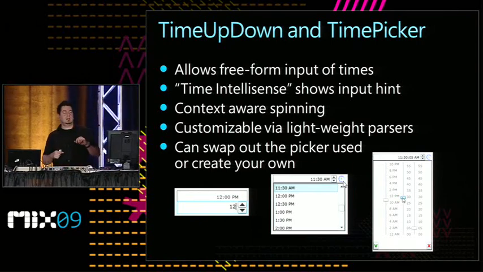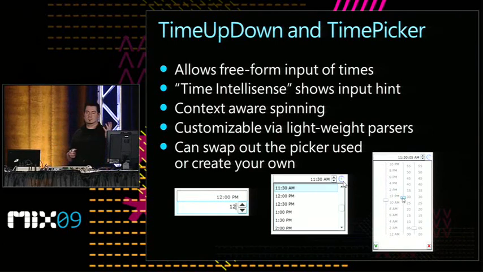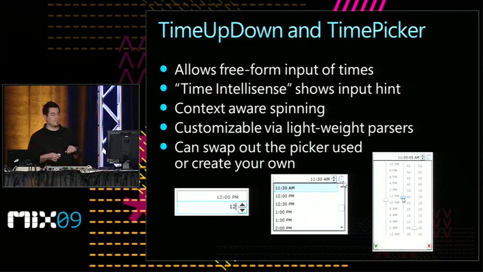It has time IntelliSense, basically showing you what value it's thinking you're gonna get. So if you look on the image in the lower left there, you'll see they've just typed in 12, but it's showing you what you're going to get is 12 p.m. Just a little hinting and just a little nice UX type of improvement there. It's context aware, so based on where you are in the control, you push up, down, it rolls correctly.